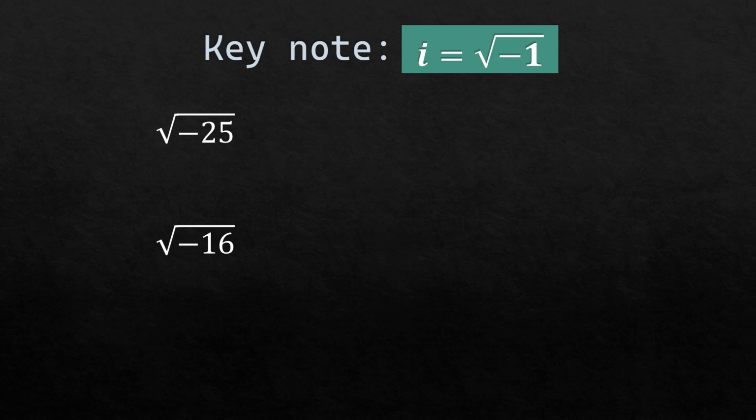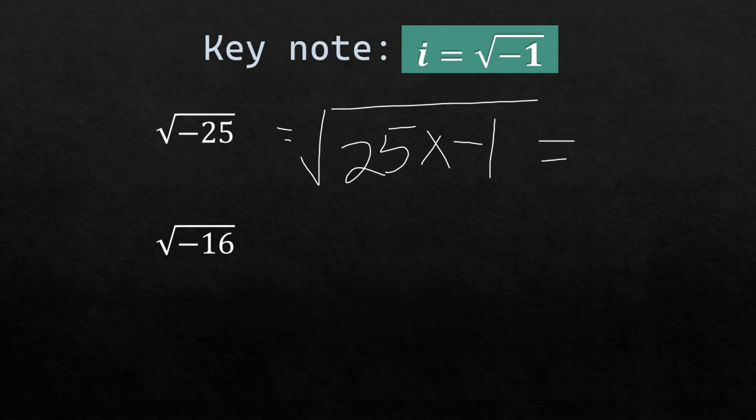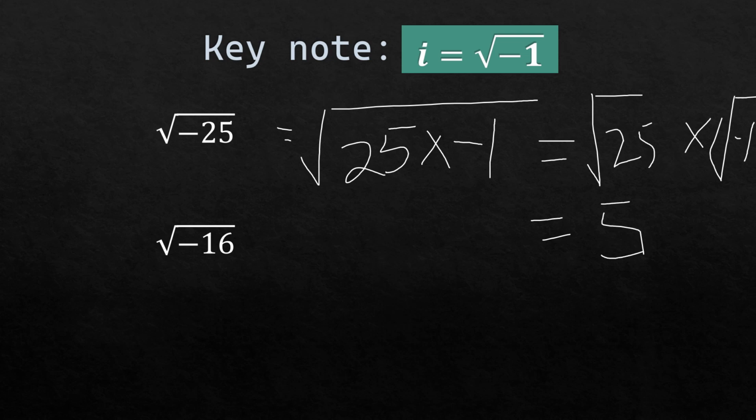So when we have the root of negative 25, we can express it as the root of 25 multiplying negative 1. And that will be the same as the root of 25 multiplying the root of negative 1. We get the root of 25 is 5, and the root of negative 1 is I. So 5I. What about the root of negative 16? I'd like you to do that one. And the final answer you get is 4I. I hope you get it. Very good.